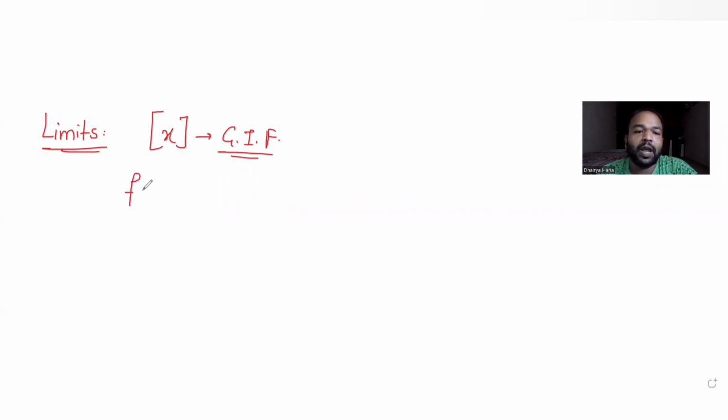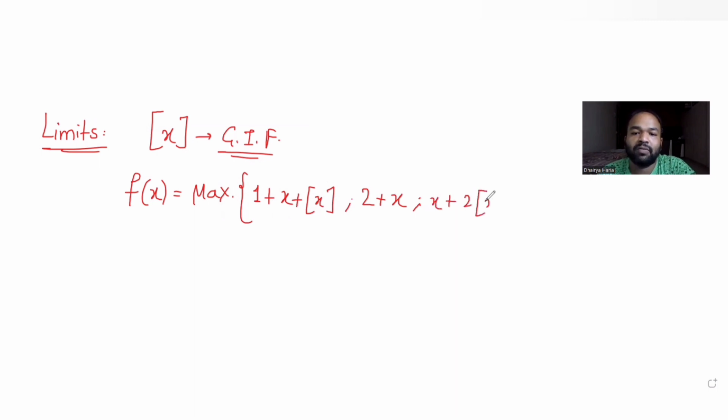Further, we have been told f of x is the maximum value of three functions. One is 1 plus x in the square bracket, that is the greatest integer function. The second is just 2 plus x. And the third is x plus 2 times x inside the square bracket, again the greatest integer function.